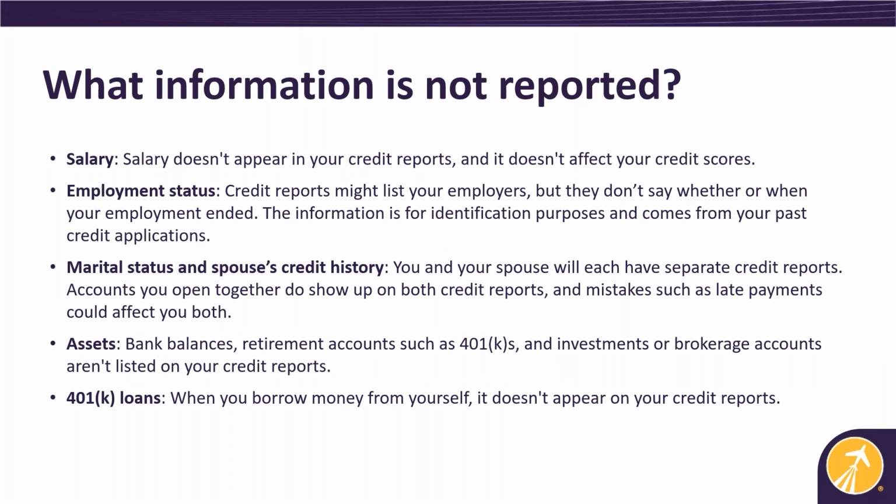So that's just a summary of some of those items about how credit information is shared in the market, what collection practices are used, how it's disseminated within the market, and how it's used. Now I want to talk a little bit about what's not on a credit report. Sometimes we have the idea that salary, employment status, marital status, assets, or a 401k would be there. I've listed a summary of things here that are not on a report.